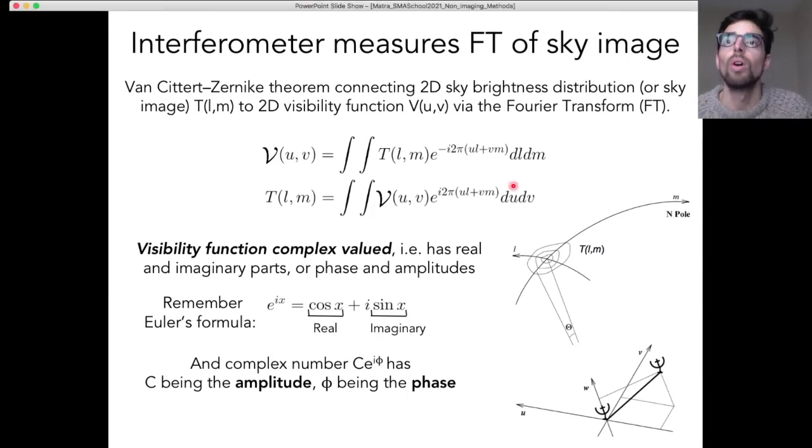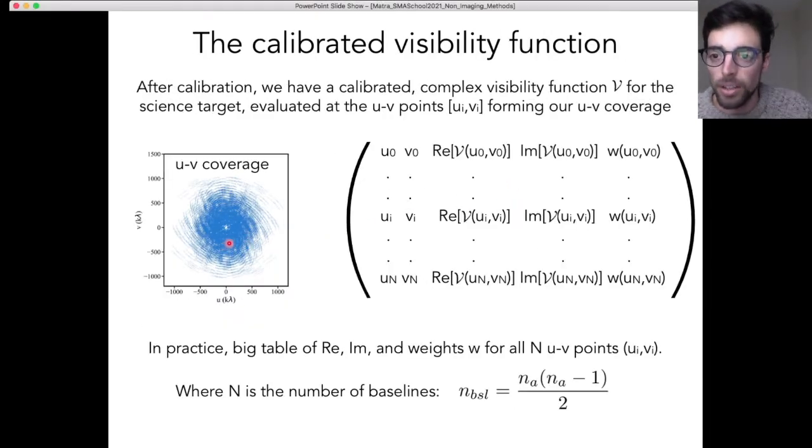Okay, so for every discrete point in UV space, because remember, we're not taking measurements everywhere. We don't know what the visibility function big V is everywhere in this UV space. We only measure it at discrete points which are represented by this UV coverage. So for every discrete UV point, the interferometer measures the real part of the visibility function and the imaginary part of the visibility function, or equivalently the phase and the amplitude of the visibility function. And the other thing that we can estimate for every point is its uncertainty.